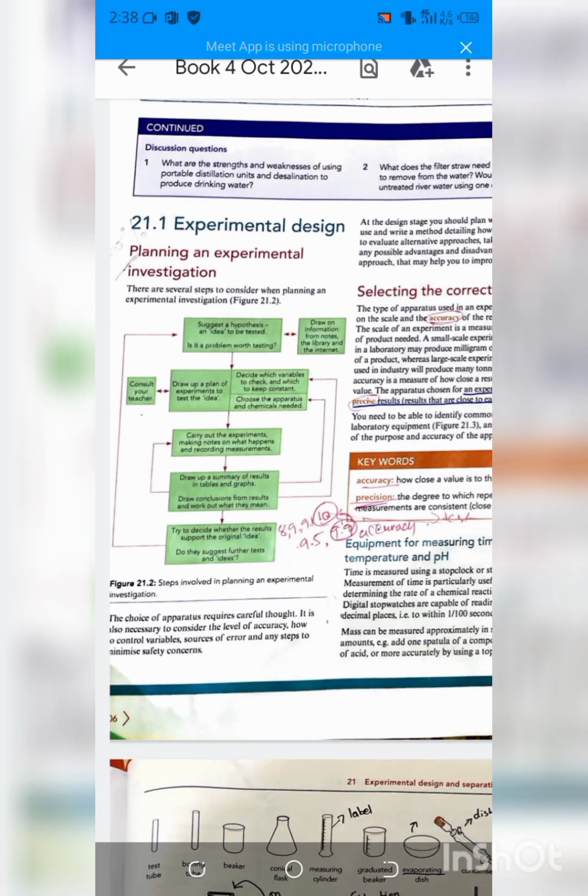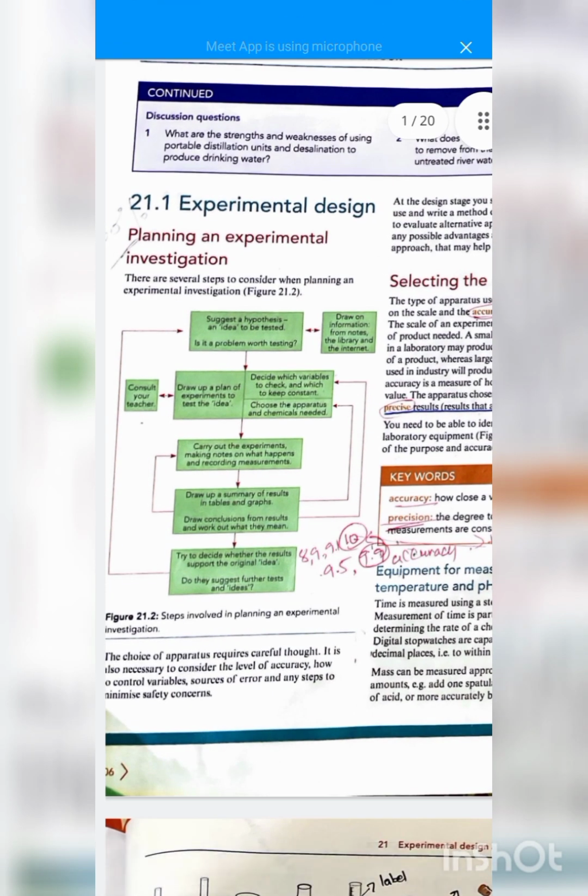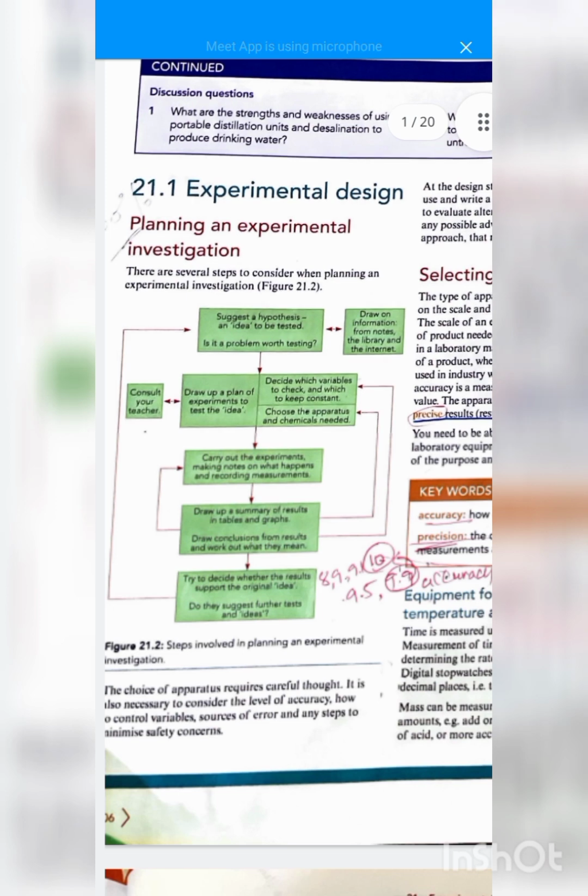Okay, so we are going to start our topic, that is planning and experimental investigation. First we have to learn what is meant by investigation. The word investigation means checking something in detail, checking something minutely. And what is meant by experimental? We are going to check something in detail by doing experiments.